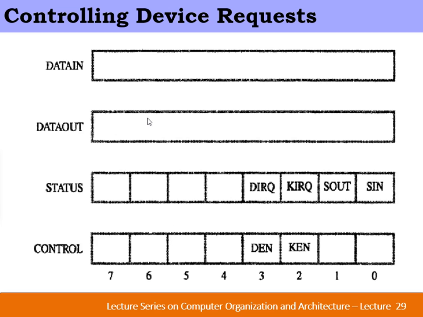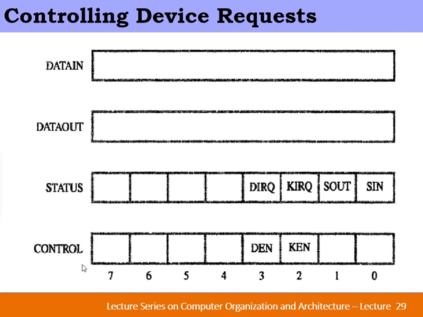So data in and data out are the registers that are going to carry a particular character, or particular 8 bits of information, that needs to be transferred. Between keyboard and processor, that is the data in register. If data needs to be transferred between processor and display device, we are going to make use of a data out register.